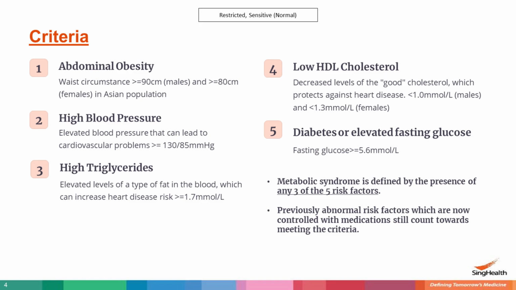So the criteria for diagnosing someone to have metabolic syndrome is if he or she fulfills 3 out of the 5 criteria that I've listed here. And the criteria include abdominal obesity, high blood pressure, high triglycerides, low HDL cholesterol, as well as diabetes or elevated fasting glucose. So you may ask, what is HDL cholesterol? HDL cholesterol is actually the good cholesterol in the body, which protects against heart disease. And if the individual fulfills 3 out of the 5 risk factors that I've stated here, unfortunately, he or she will have met the definition of metabolic syndrome.